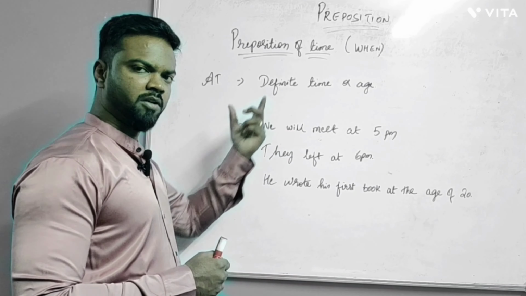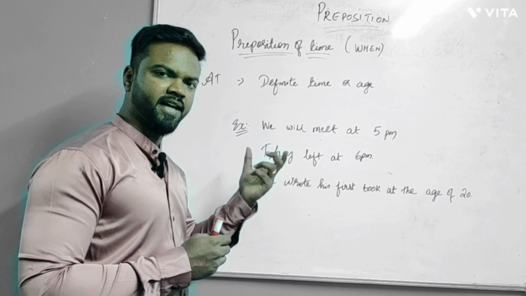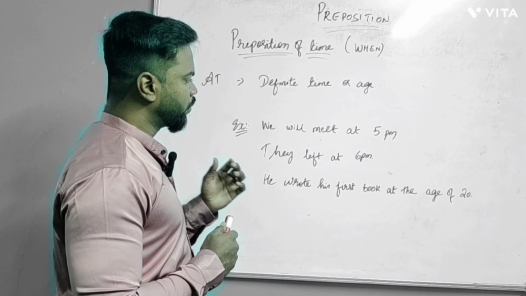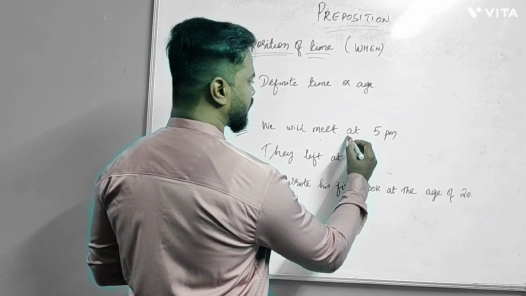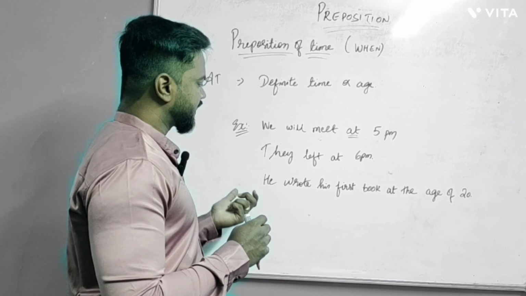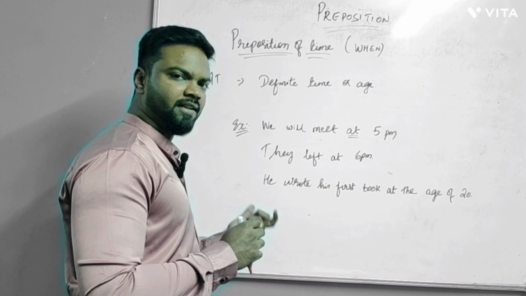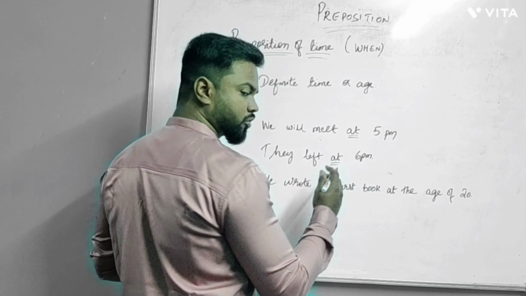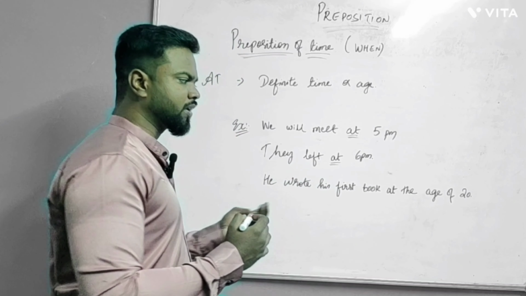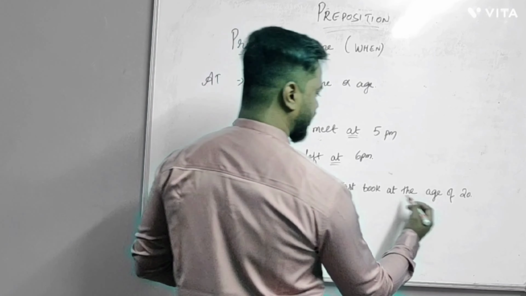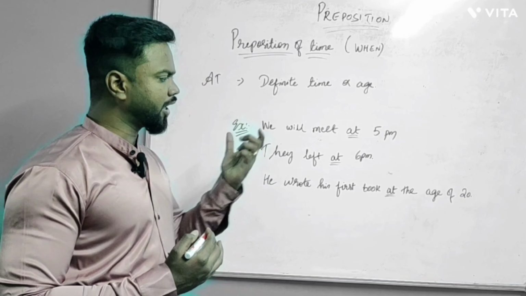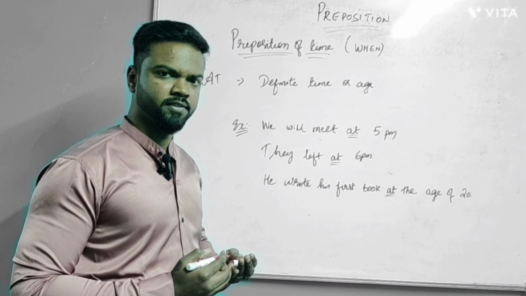Now let's look at at under preposition of time. We use at when we talk about a definite time or age. Let's look at these examples. We will meet at 5 p.m. I'm talking about the definite time. Second example, they left at 6 p.m. Here also I'm talking about the definite time. He wrote his first book at the age of 20. Here I'm talking about the age. I hope this is clear to you, friends.